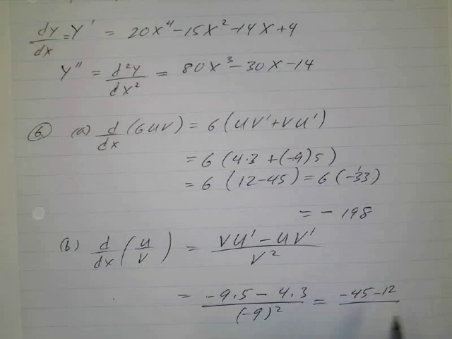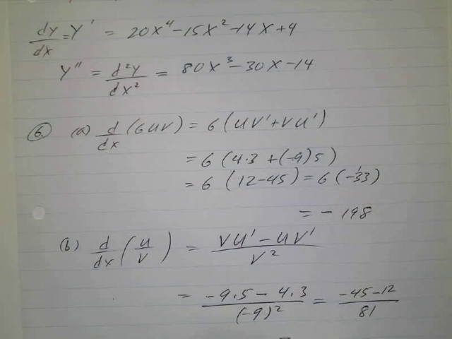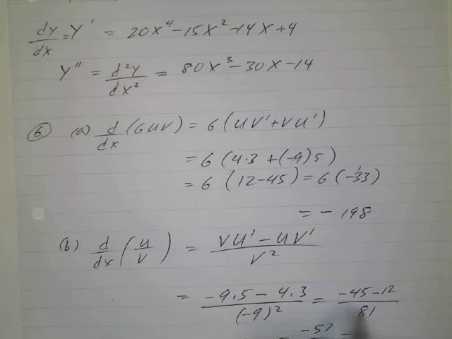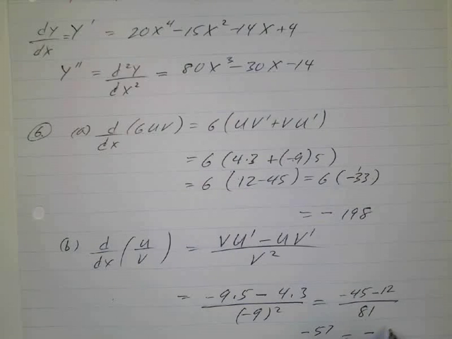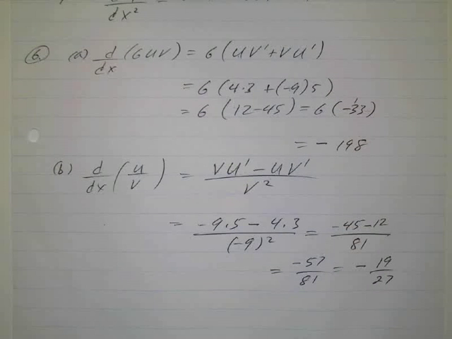all over 9 squared. Negative 9 squared is 81. So that's negative 57 all over 81. And you could reduce that. You could leave it like that, that's all right. But that's going to be negative 19 over 27. So that was up to 6. So those are your calculations, so you can check your calculations. You should be able to do those. Those are just like, I think, number 23 and 24 on homework on section 3.3. So that shouldn't be a problem. Okay. So those are the first 6.